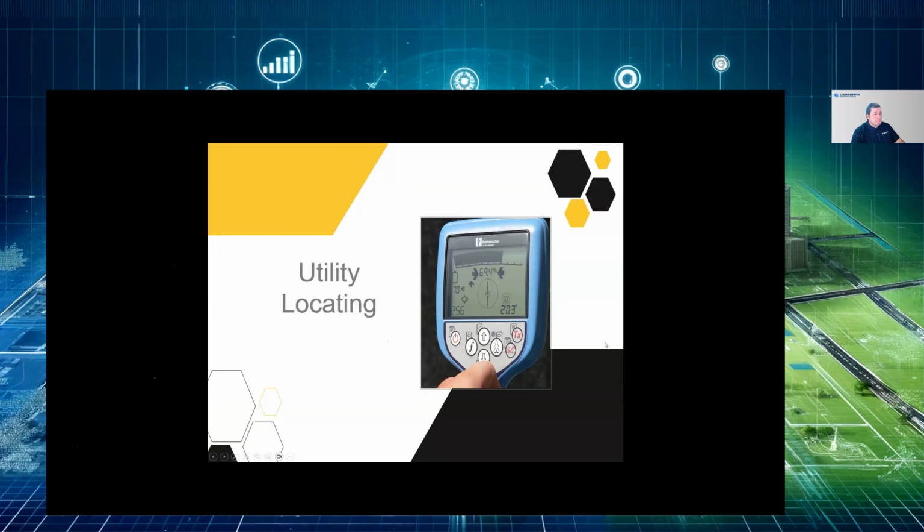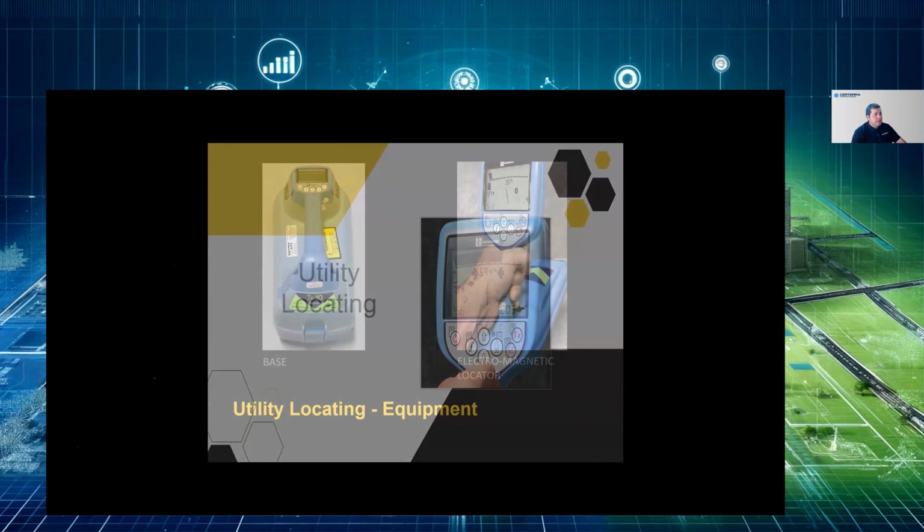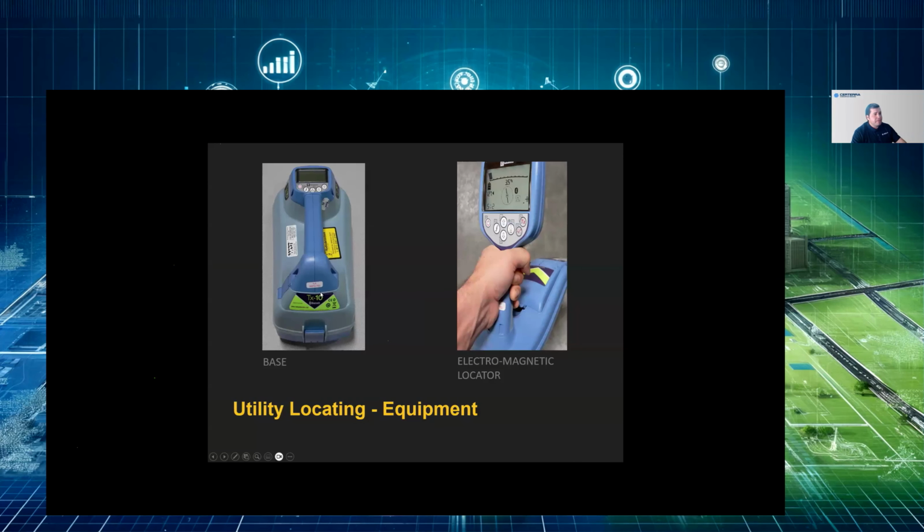Utility locating using electromagnetic signals. This is for level B. So in level B, you have the base and you have the receiver. The base is connected to features above the surface that are connected to the utility line that goes underneath the surface. So this can be connected to a water meter, gas valve.